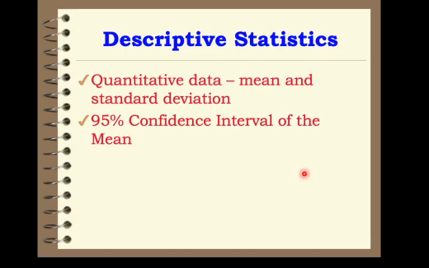Now, if we are trying to estimate a population mean for quantitative data, for example, then we talk of the mean and the standard deviation. And then we can also calculate the 95% confidence interval of the mean.